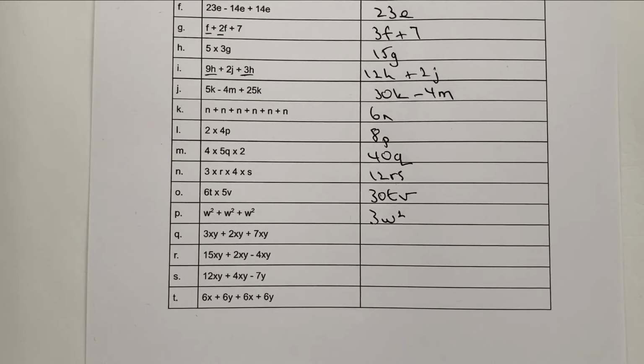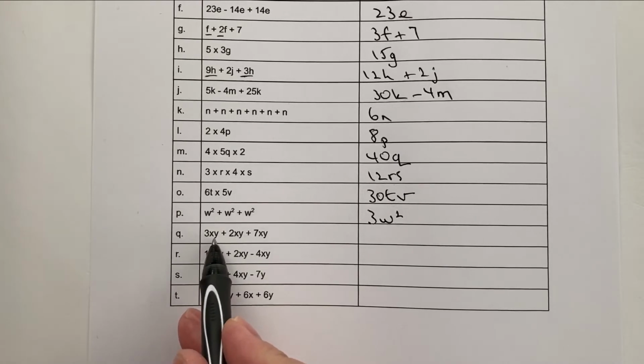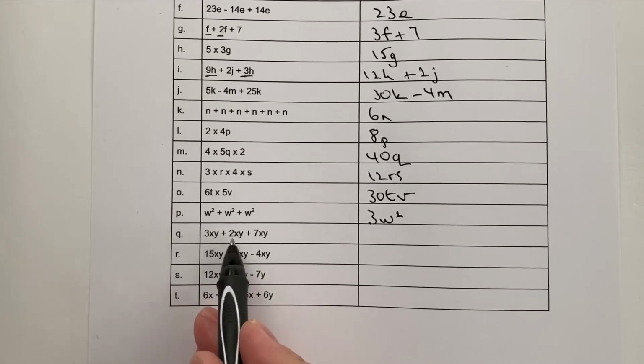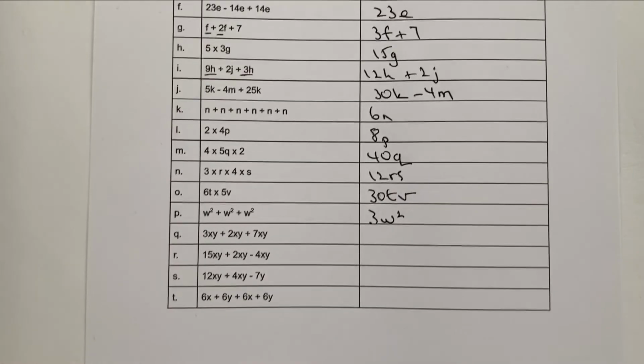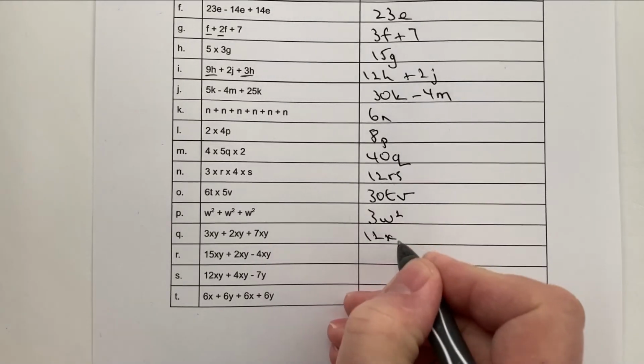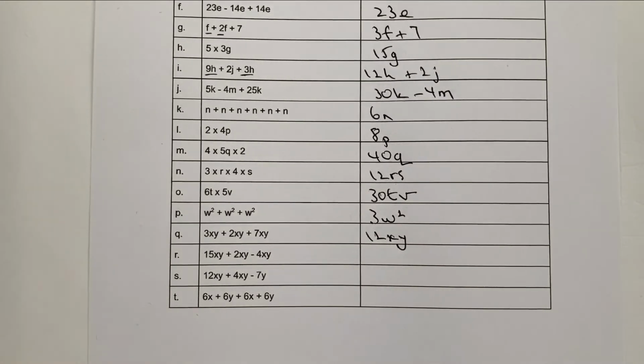Okay, so even if the terms are a little bit more complicated, we've got 3xy plus 2xy plus 7xy. They're all the same, so we can gather them up as like terms, and we can write that as 12xy. Okay, next one then is going to be 15xy plus 2xy minus 4xy. Well, again, they're all the same. You've got 15 plus 2 is 17.